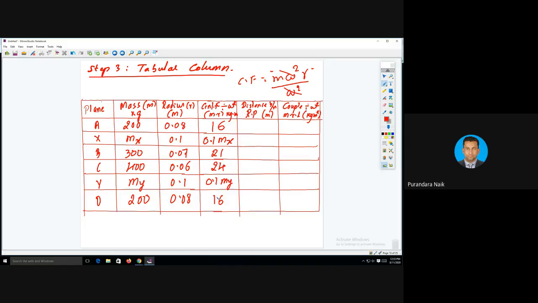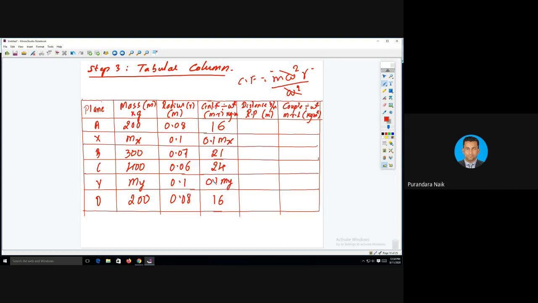Next is very, very important. Here we have a centrifugal force. In the previous problem, we calculated the centrifugal force, then we went for the centrifugal force polygon or force polygon. Here you cannot draw the force polygon because we have two unknown centrifugal forces. One is 0.1 into mx, second one is 0.1 into my. Two unknown masses along with two unknown angles. Theta x and theta y are unknown. So there are four unknowns. You cannot solve this problem by the force polygon method. So we need to go for the next method.